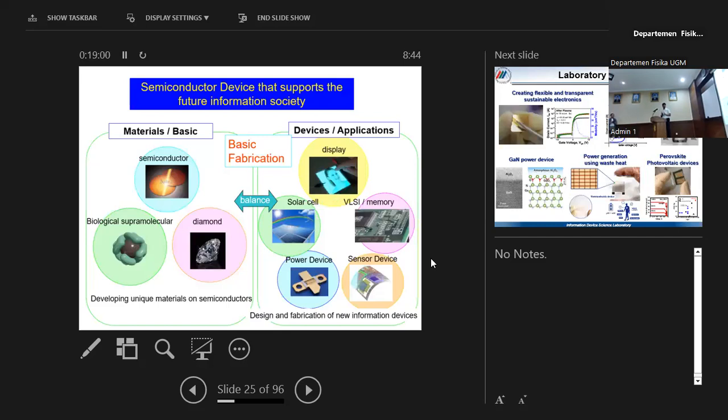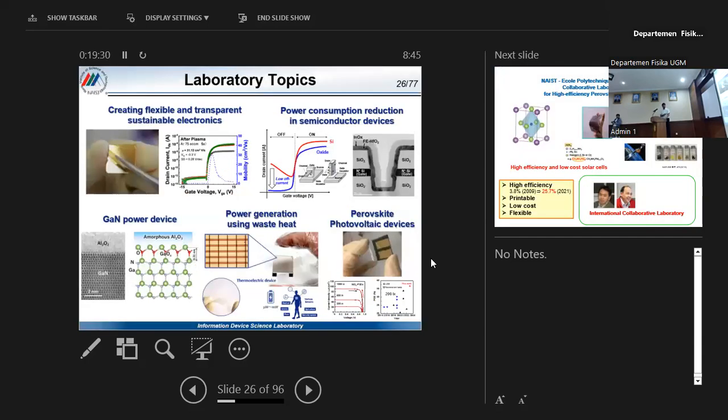The philosophy in our lab is that we aim to strike a balance between devices and applications, and basic materials and fundamental research. We study fundamental research on semiconductors, biological supramolecular, molecular and diamond, and device applications that can be applied to displays, solar cells, VLSI, memory, power devices, and sensor devices. These are just a snapshot of the laboratory topics that we tackle in the lab. I will talk about this today.